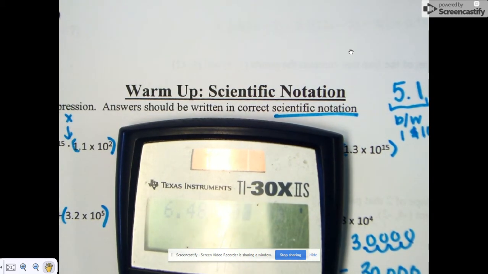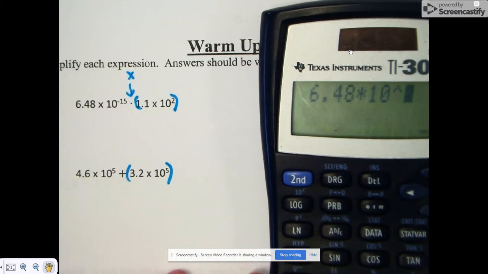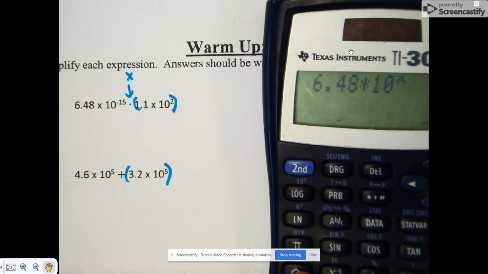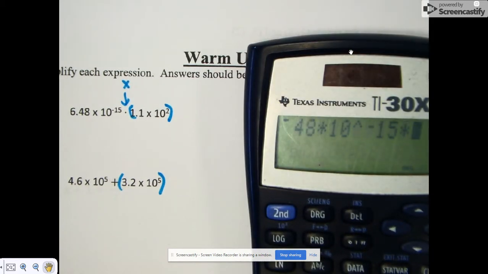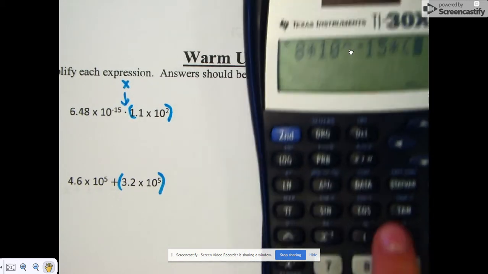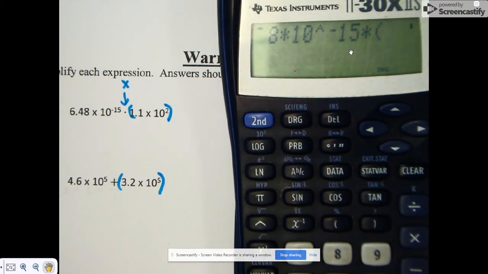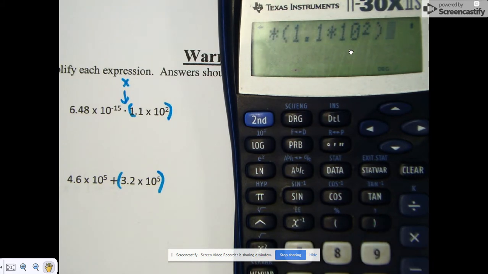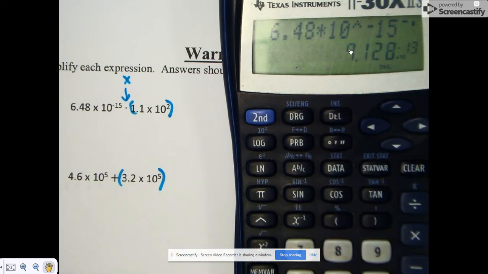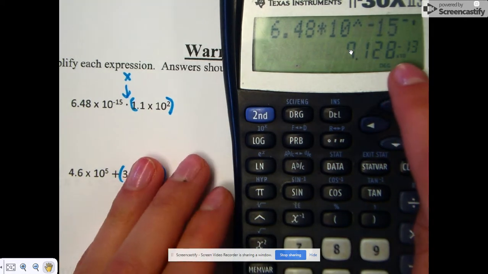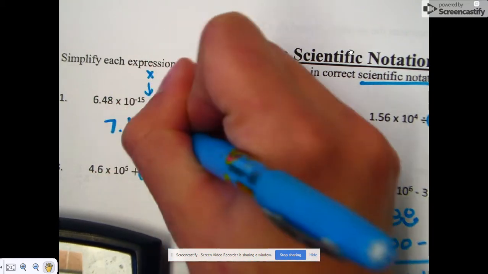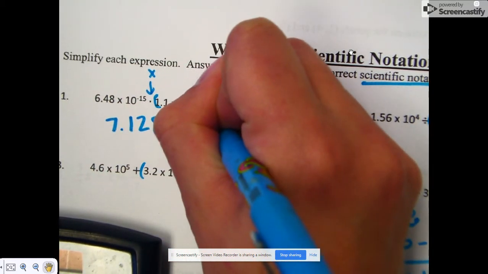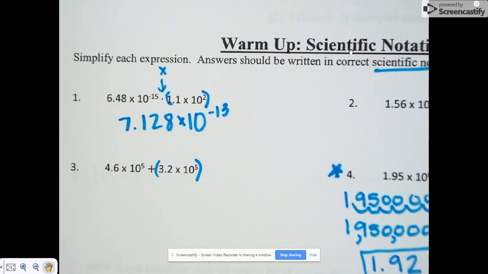6.48 times 10. And I can do the caret for the exponent. The caret button is right above the x squared button. And I can put negative 15. And then I'm going to do times. And then I'm going to put the parentheses. The parentheses buttons are right here. So parentheses, 1.1 times 10 to the second power, close the parentheses, press enter, and you see it gives me my answer just as it is here. If you look, there's a tiny times 10 there, so you can write it just as 7.128 times 10 to the negative 13th power. And that's my answer for that one.